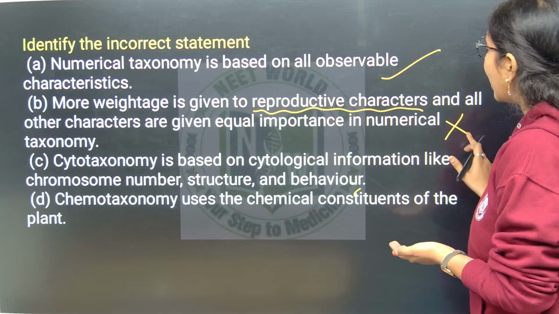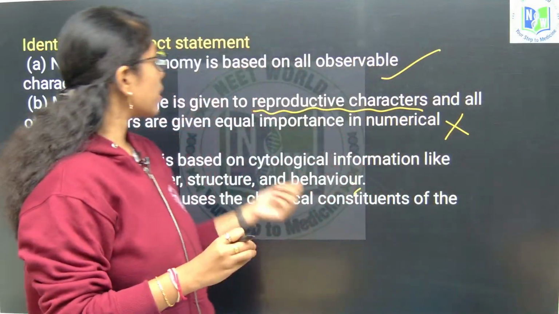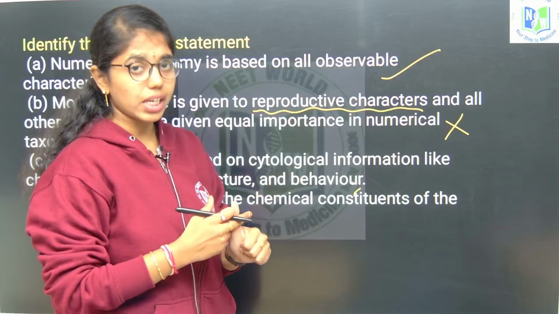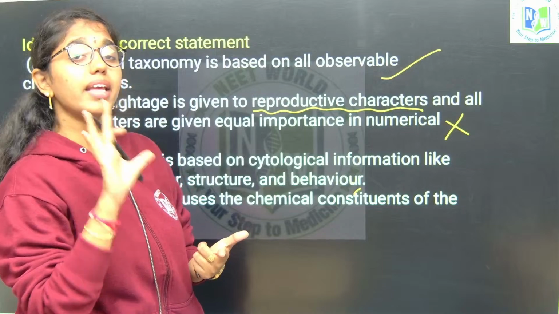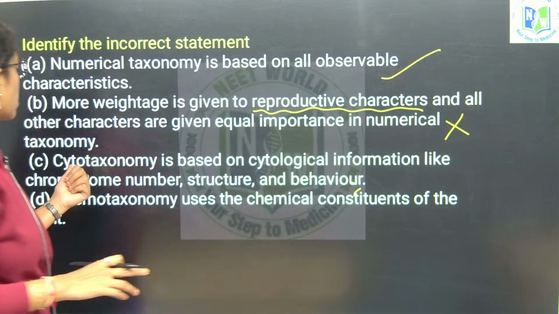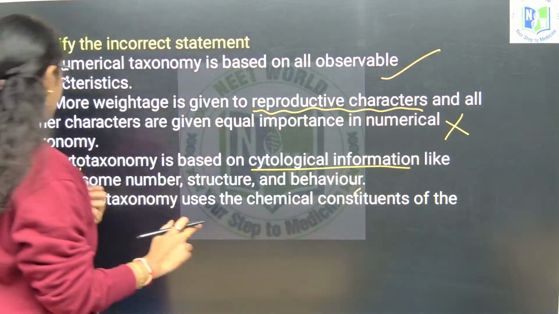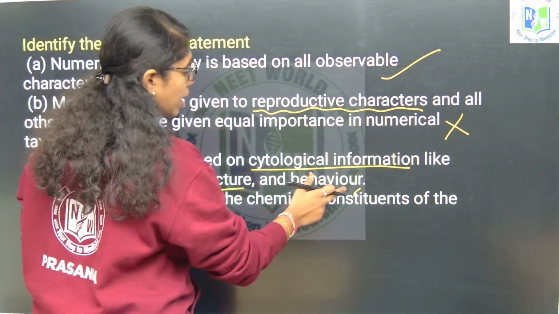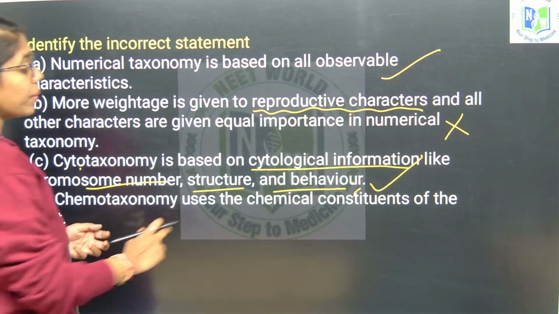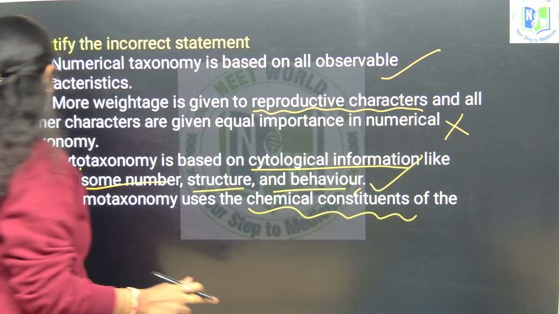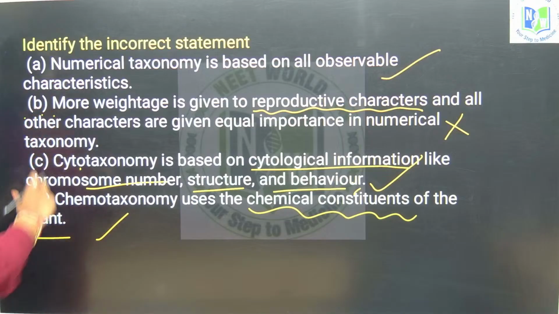Wrong. In numerical taxonomy, all the characters are given equal importance, vegetative characters and reproductive characters. Next, cytotaxonomy is based on cytological information like chromosome number, structure and behavior. Next, chemotaxonomy uses chemical constituents of the plant. Correct. So which statement is wrong over here?